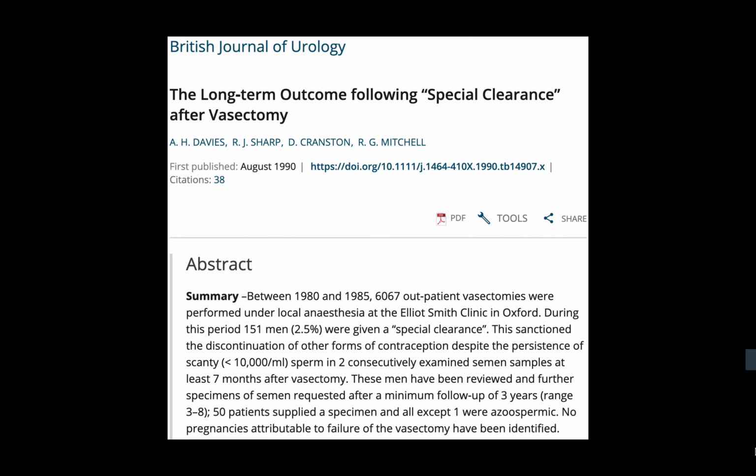Okay. And you should mention the rare possibility of testicular atrophy in case the vasal artery or the testicular artery is injured, even though it's rare. And then unfortunately your value on special clearance is wrong. It is 10,000 non-motile sperms per ml. Okay, it's 10,000, it's not 100,000.